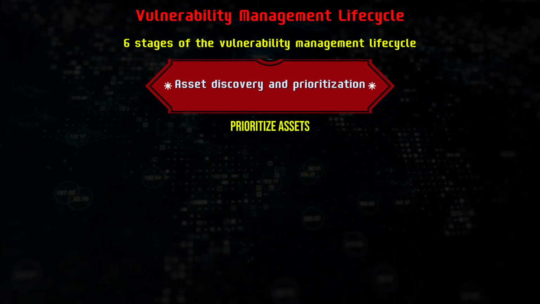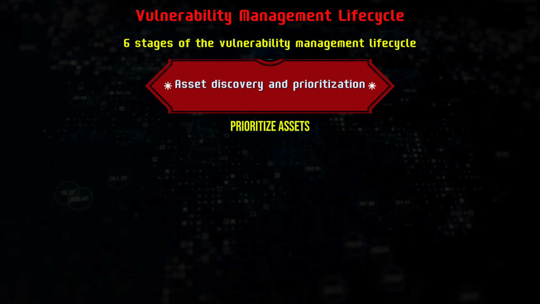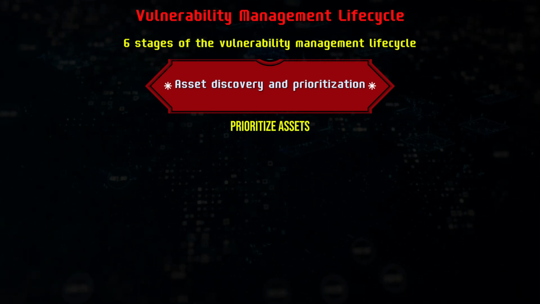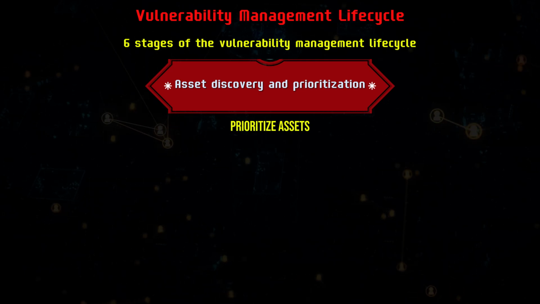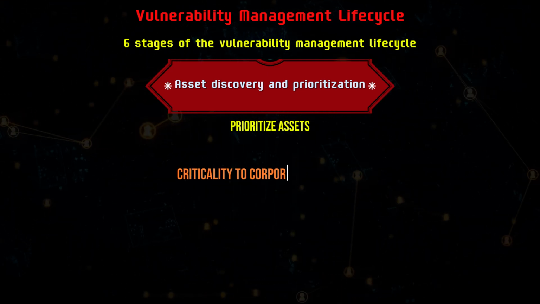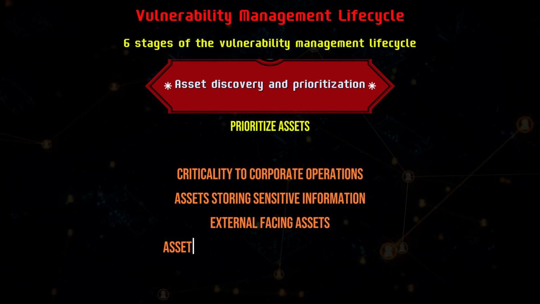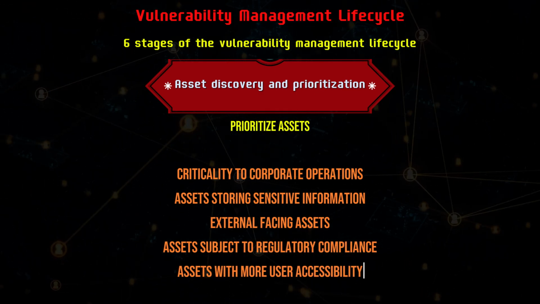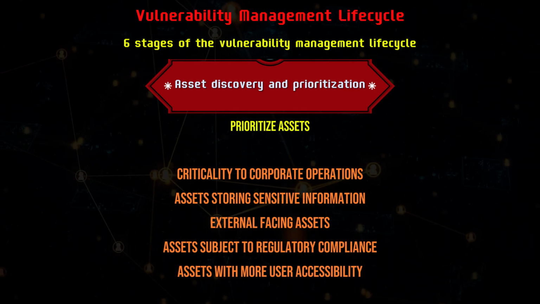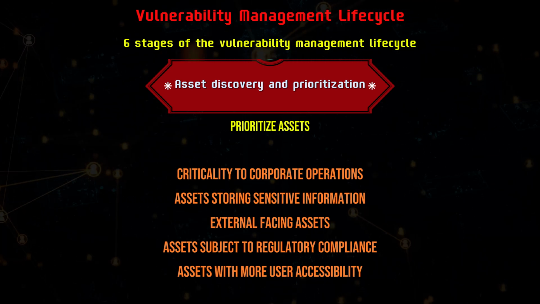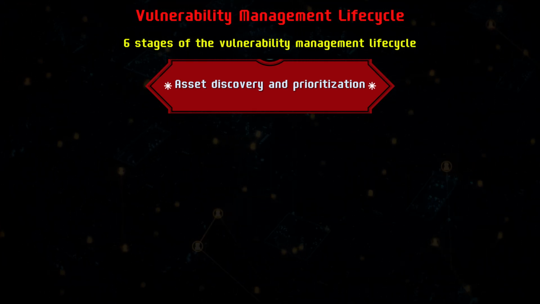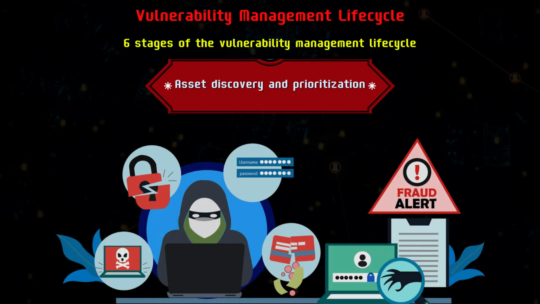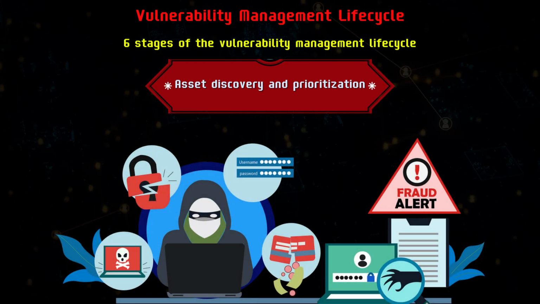It is important to prioritize scanning and uncover vulnerabilities for critical assets first, since they have the greatest impact. You may examine factors such as criticality to corporate operations, assets storing sensitive information, external-facing assets, assets subject to regulatory compliance, assets with more user accessibility, and others. This should be a dynamic process based on evolving threats and the digital landscape.